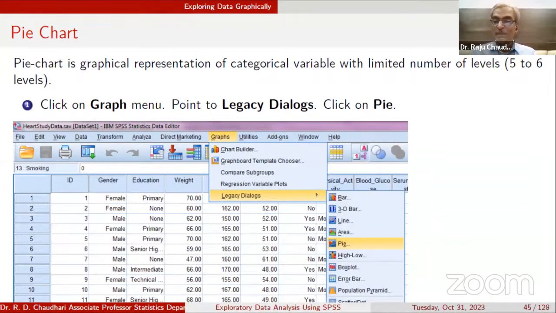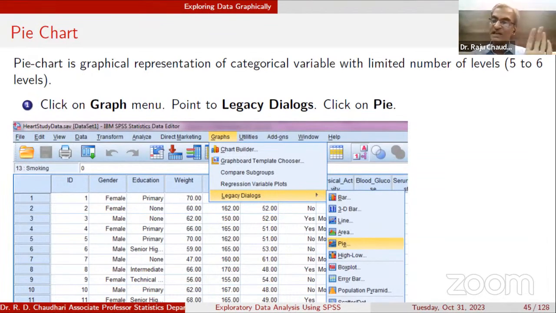Now, pie chart. In yesterday's session, Parag sir already explained it to you. When we have a categorical variable, either nominal or ordinal, we can go for either a pie chart or a bar chart. But a pie chart is usually used when we have a limited number of labels for the categorical variable. This is a rule of thumb.